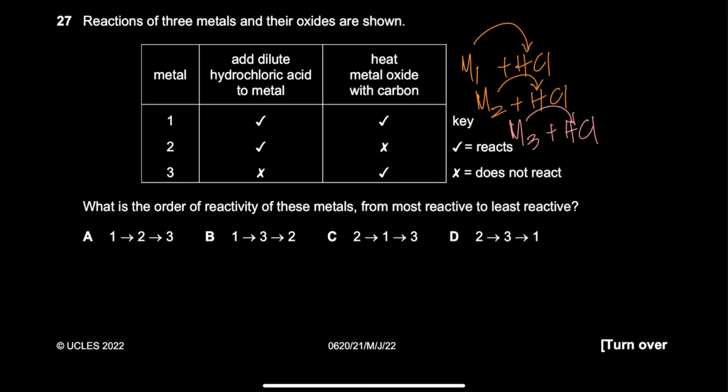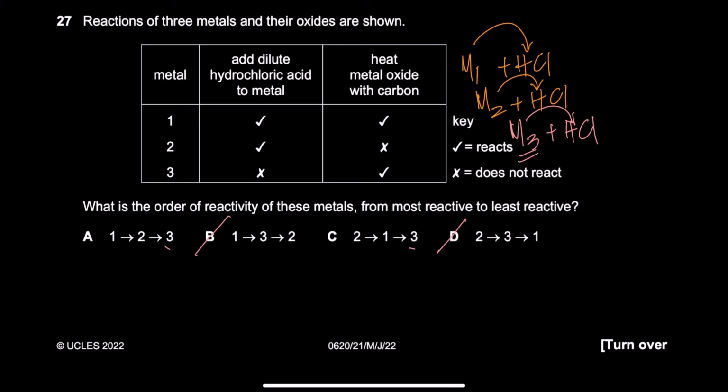Think about it. If metal 3 isn't reacting with HCl, it means it's somewhat like copper or maybe silver or gold, because they have less reactivity than hydrogen. That's why they don't react. So 3 will obviously be the least reactive of these lot, right? So you realize that D and B are wrong. The least reactive is 3.